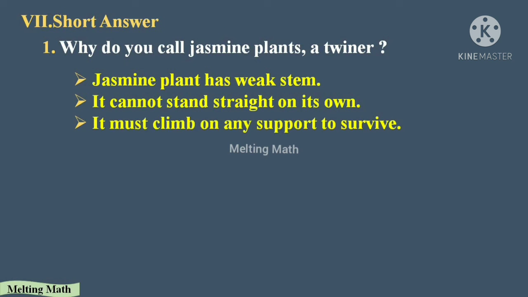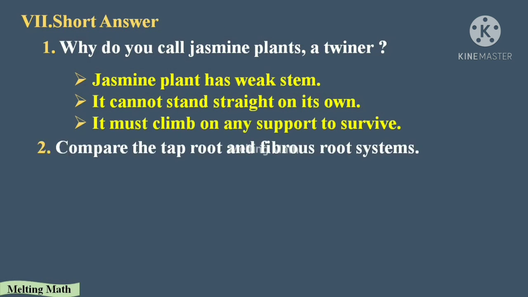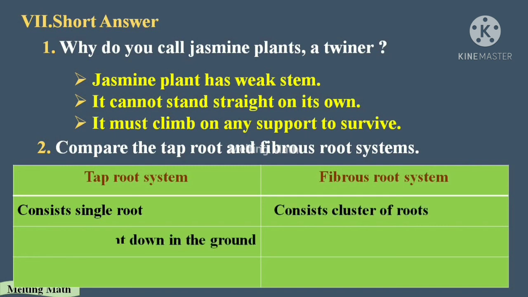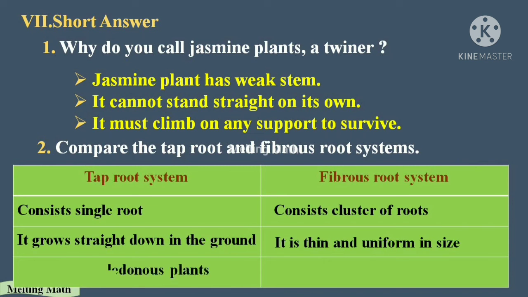Okay, next see the second one, compare the tap root and fibrous root system. Let's compare it. First, tap root consists of a single root, but fibrous root consists of a cluster of roots. Okay, then tap root grows straight down in the ground, but the fibrous root is thin and uniform in size and it grows only on the surface of the ground. Okay, next tap root is seen in dicotyledonous plants and the fibrous root is seen in monocotyledonous plants.